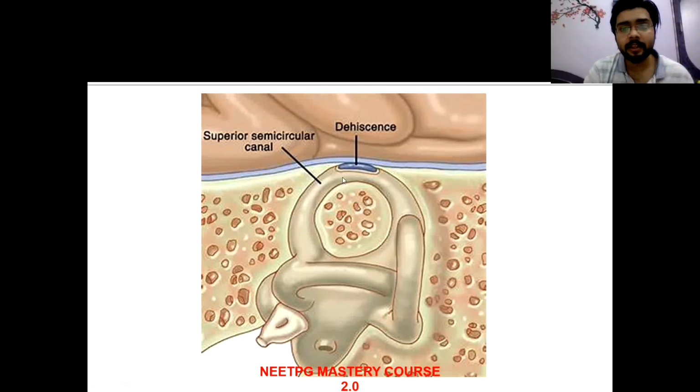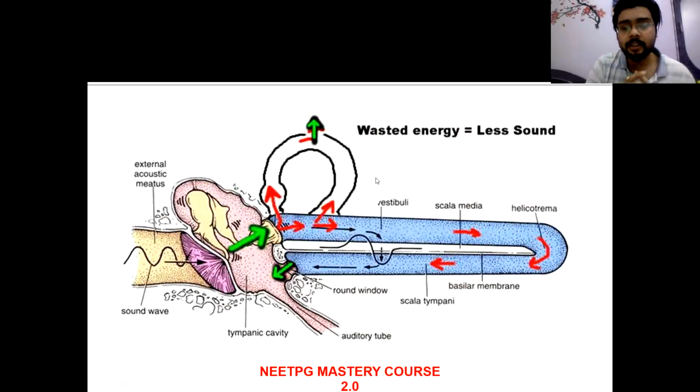Dehiscence basically means a defect in the bony semicircular canal. So if you see here, you can see a dehiscence or a defect from where the perilymph is communicating to the outside. And the end result of that, you will be amazed to know, is that when the stapes vibrates to conduct the sound from middle ear to inner ear, the vibrations from the perilymph will go to the outside. That means some of the vibration will get wasted, and as a result you will be getting less sound.